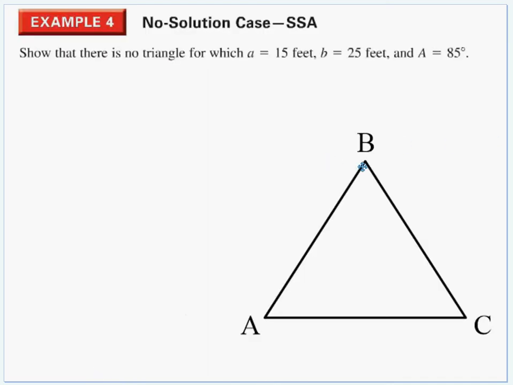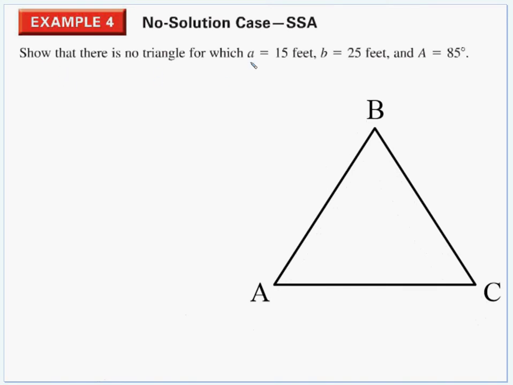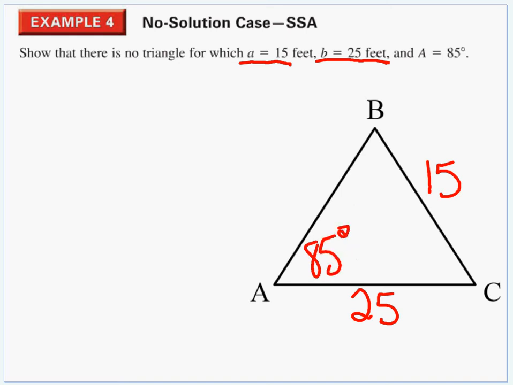I got a triangle set up here. I got some given info. Side A is 15. Side B is 25. Angle A is 85 degrees. And I always like drawing the picture because it always shows you your first starting fraction. We have a side, and we have the angle across from the side. So that's our first setup, 15 over the sine of 85 degrees.